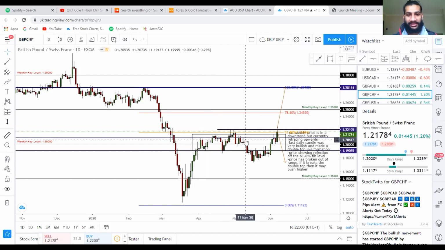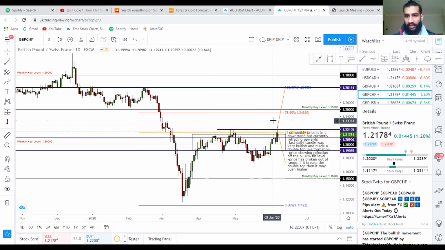Another confluence for this is the fib level over here, right? A rejection off of that, which seems pretty good to me too.